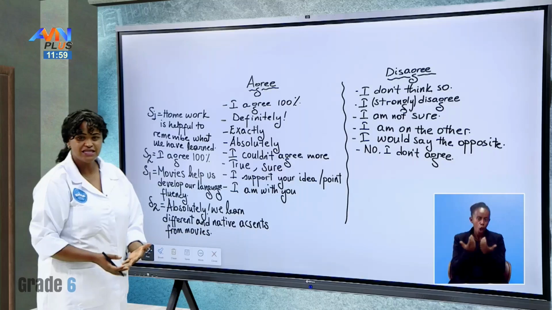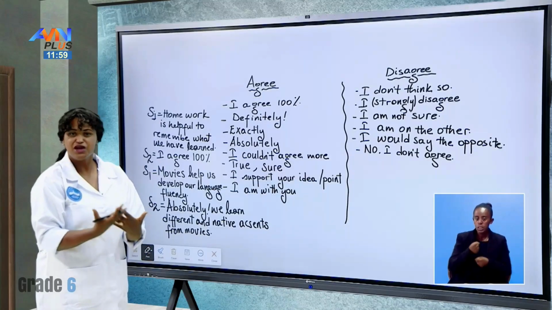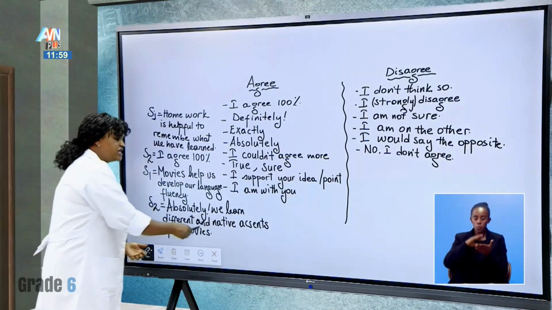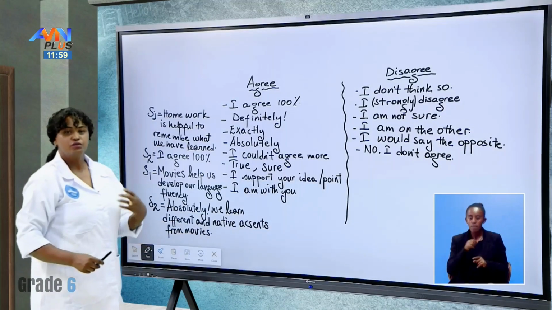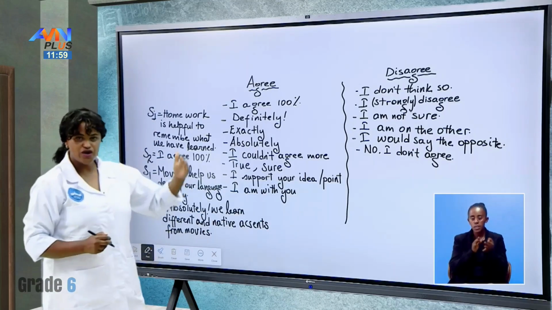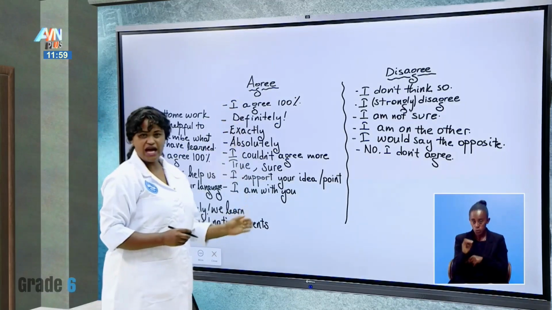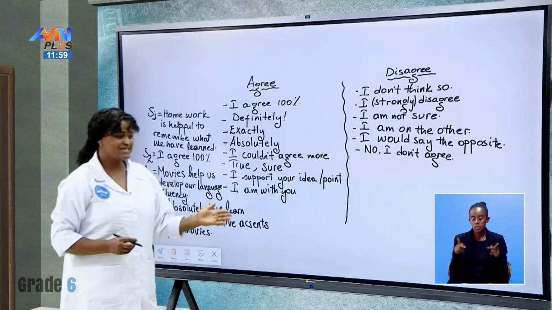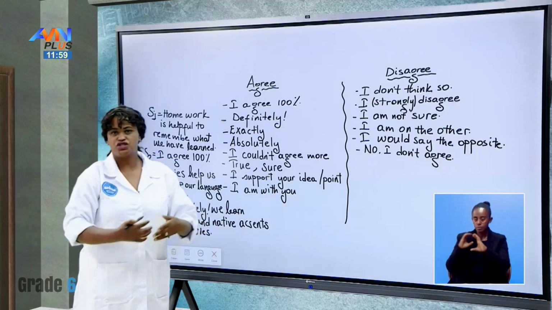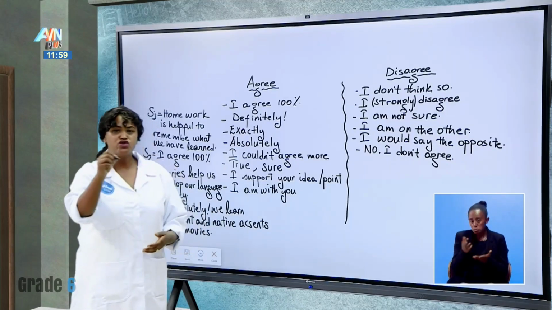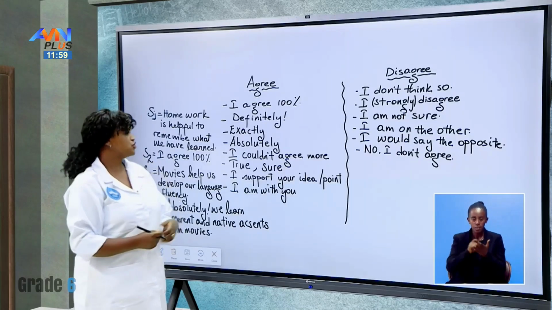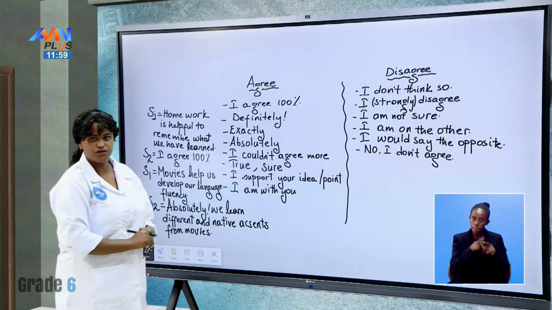How do I do that? I give a supporting information or a supporting sentence. What is that? We learn different and native accents from movies. So this is how we express our agreement using these language items or phrases. This helps you during communicating, when you communicate with your friends, your teachers, your parents, or when you write a dialogue or different texts. You express your agreement using this phrase, all right?